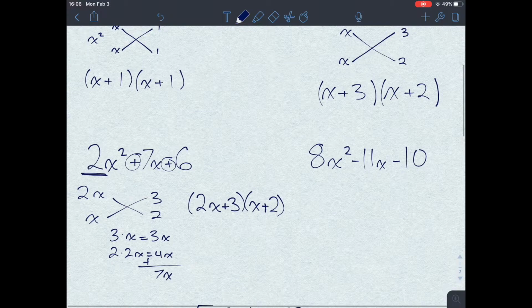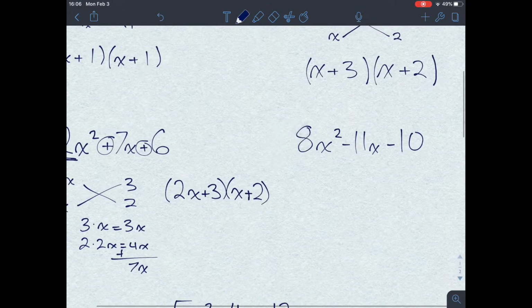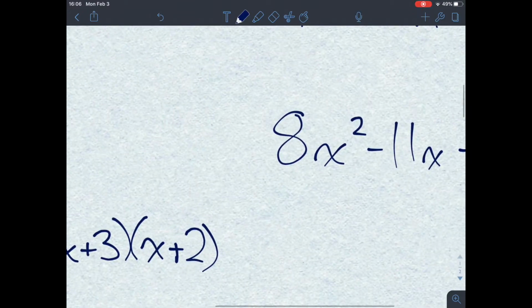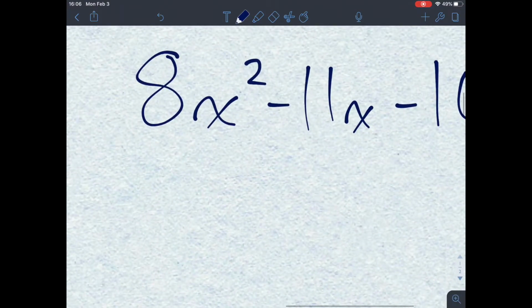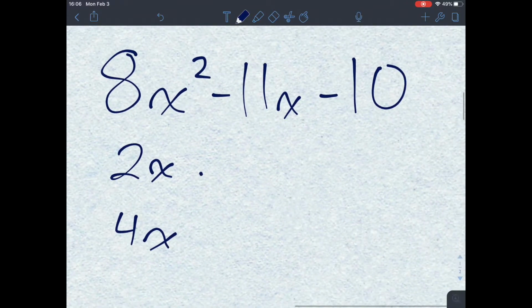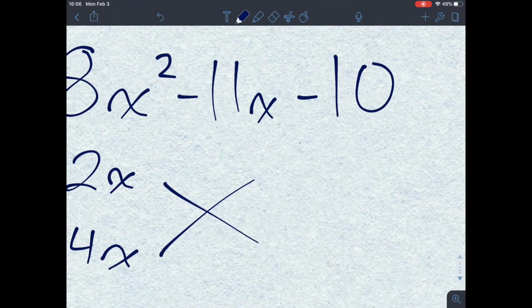Now this one is actually a little bit harder because this 8 has a couple different ways. There are a couple ways you can write 8, right? You could do 2 times 4. You could do 8 times 1. So this one's harder. Let's try 2 times 4 first. 2x, 4x. And if we put those lines there, for 10, you could do 5 and 2, or you could do 10 and 1.